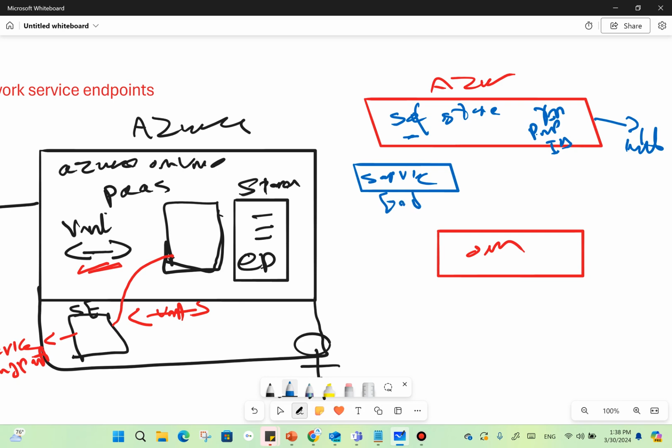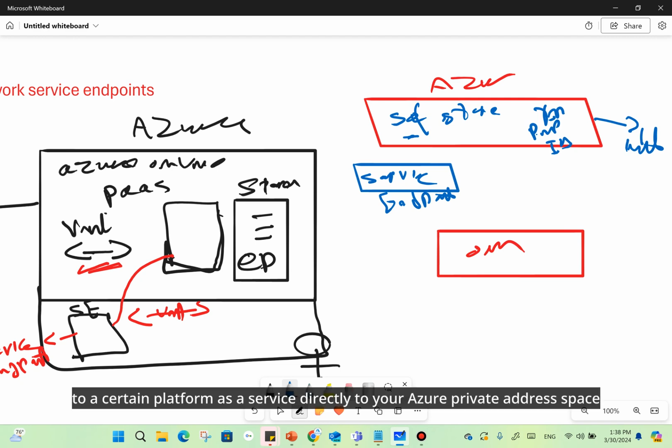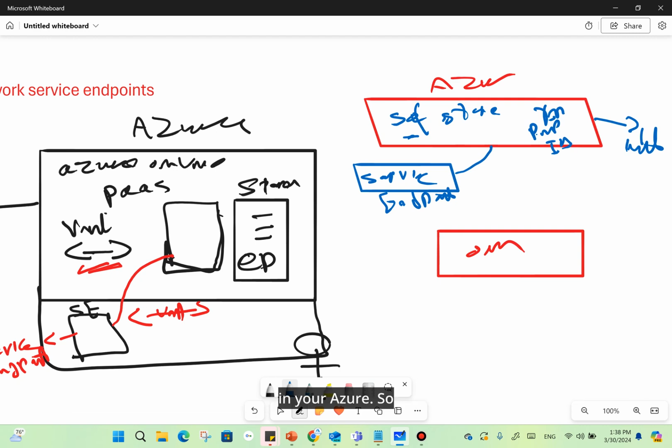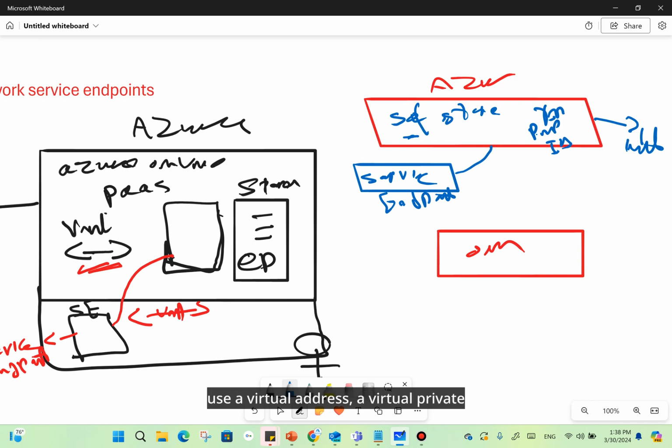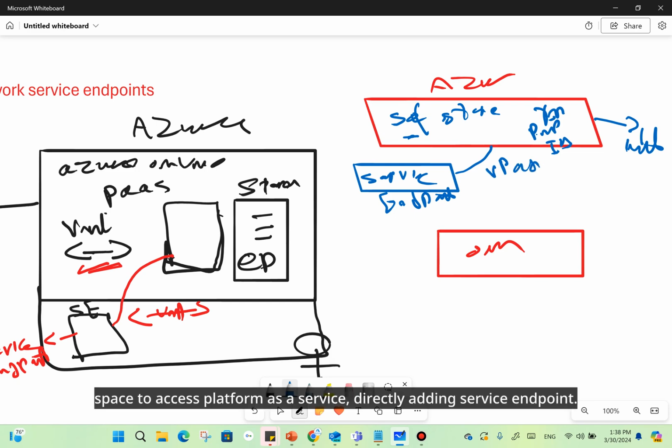A service endpoint can connect certain platform as a service directly to your private address space in Azure. So they will act like you are in the same virtual network. So in this case, you use a virtual private address space to access platform as a service, directly adding a service endpoint.